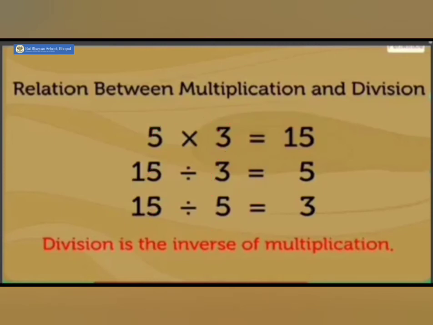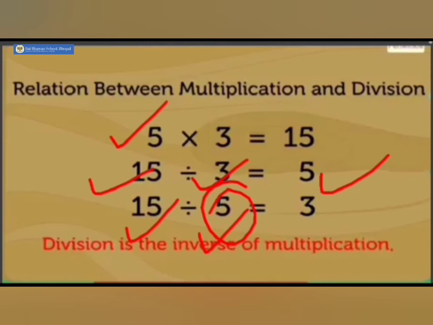So taking 15 as the dividend and 3 as the divisor, let's read the table of 3. 3 5s are 15, so 5 will be the quotient here. Second division sentence, we will divide with another factor, 5. 15 divided by 5, reading the table of the divisor 5, we get 3 as the quotient.